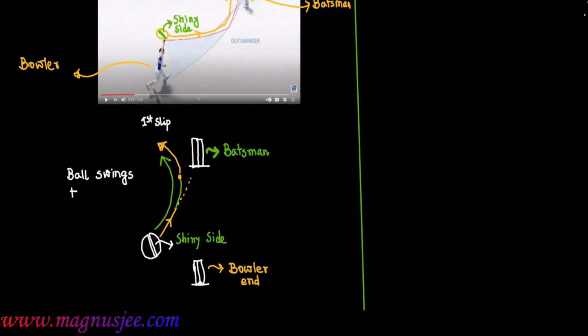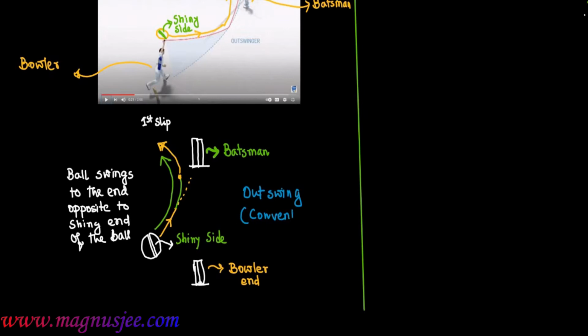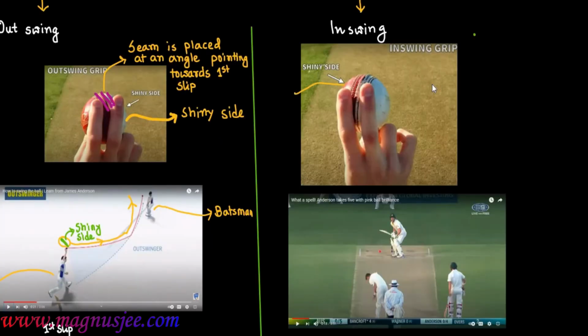The ball swings to the end opposite to the shiny side of the ball. The shiny side exists towards the batsman end, but it swings away from the batsman. This is outswing, a conventional swing.